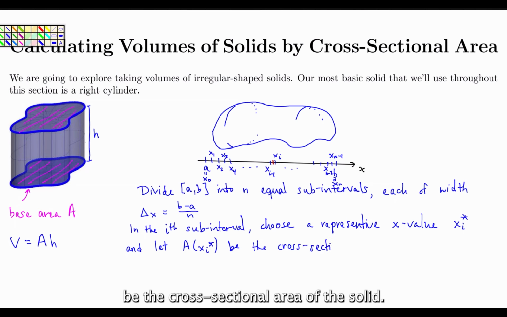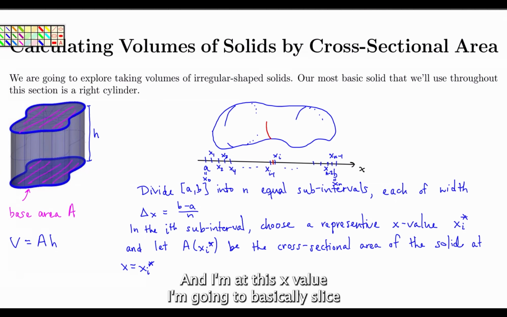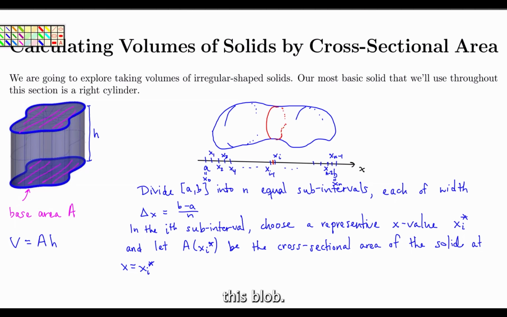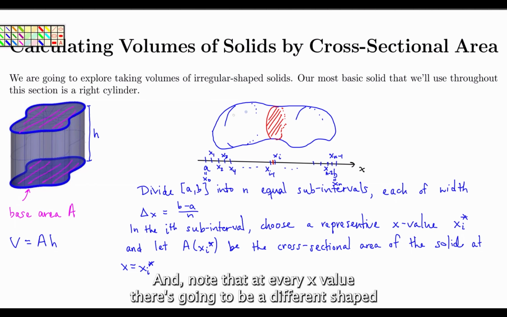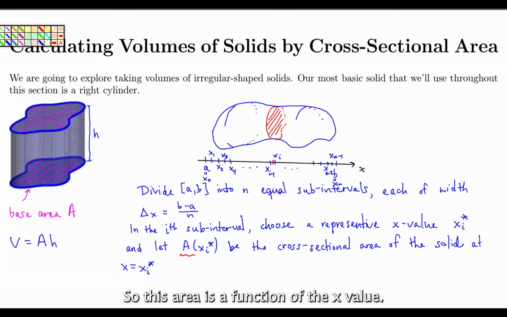the cross-sectional area of the solid at that x value. So I'm thinking about this, and I'm at this x value. I'm going to basically slice this blob, and I get some region that has an area. Okay. And note that at every x value, there's going to be a different shaped cross-section. Different shape, different area. So this area is a function of the x value.